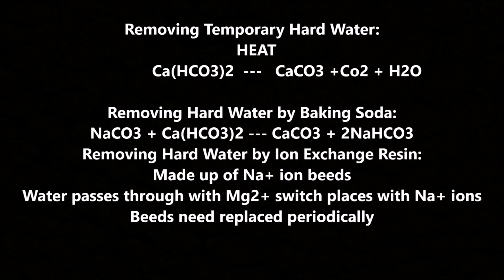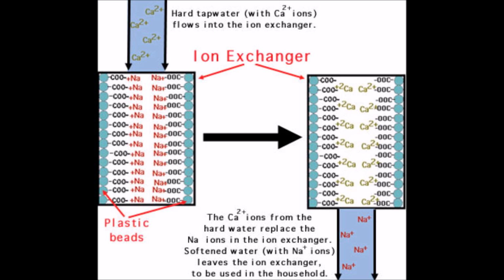and 2NaHCO3. To remove hard water by the ion exchange resin, water passes through beads made up of Na+ ions, and the Mg2+ ions will switch places with Na+ ions, and the beads need to be replaced periodically. This is an example and a diagram of the ion exchange resin.